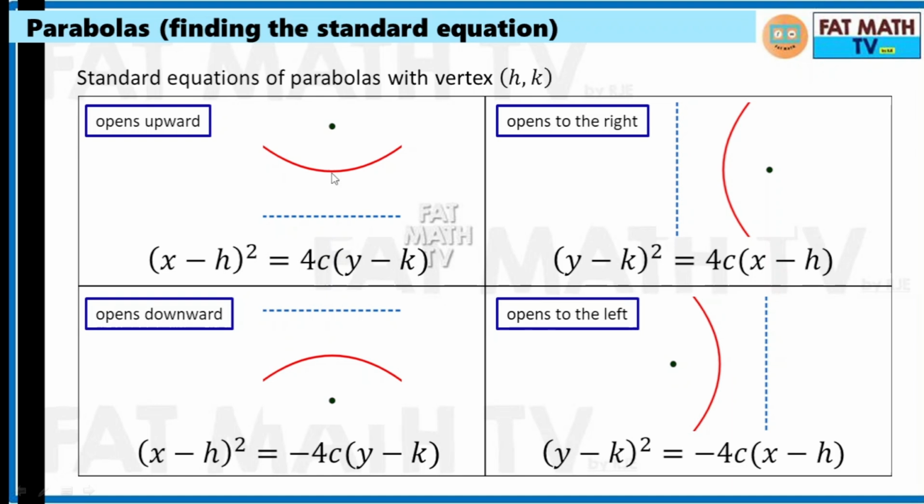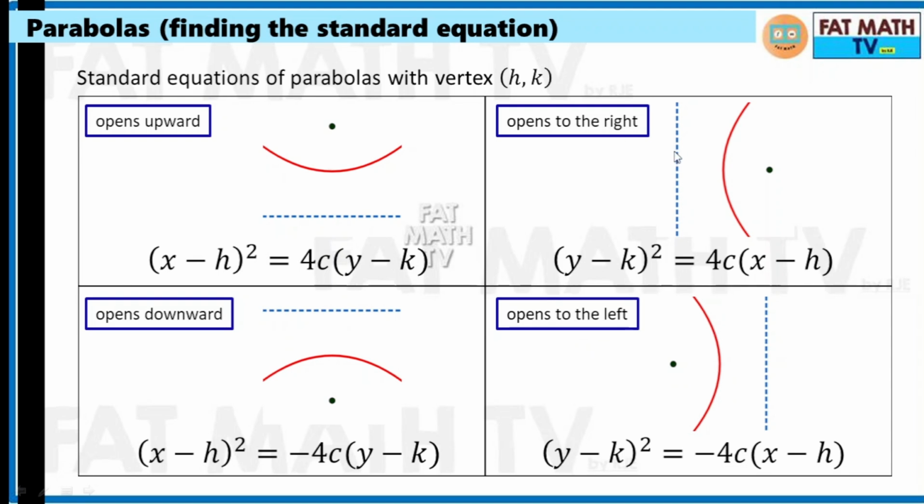They have the same form, but if the parabola opens upward, we have (x minus h) squared equals 4c times (y minus k). The vertex here is (h, k), and c is the distance between the vertex of the parabola and its focus. It can also be the distance between the vertex and the directrix. If the parabola opens downward, it's still (x minus h) squared on the left, but on the right, the linear part is negative. So our parabola looks like this, with the focus here and the directrix on top.